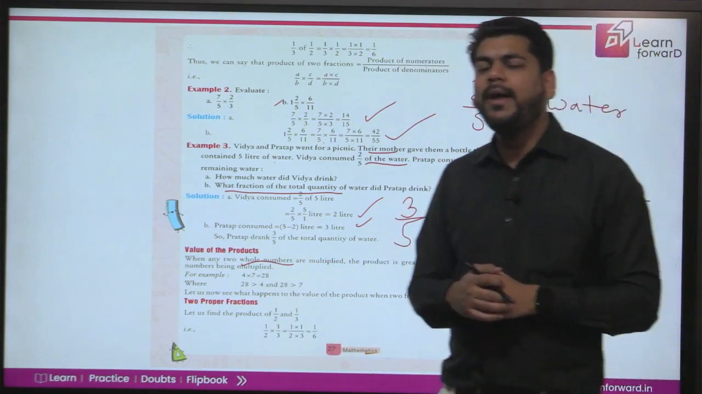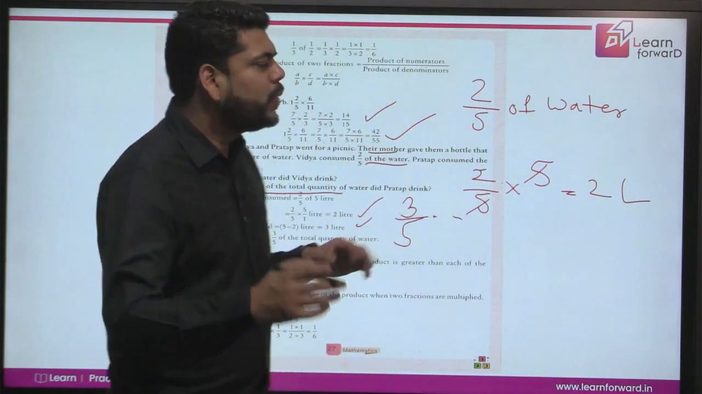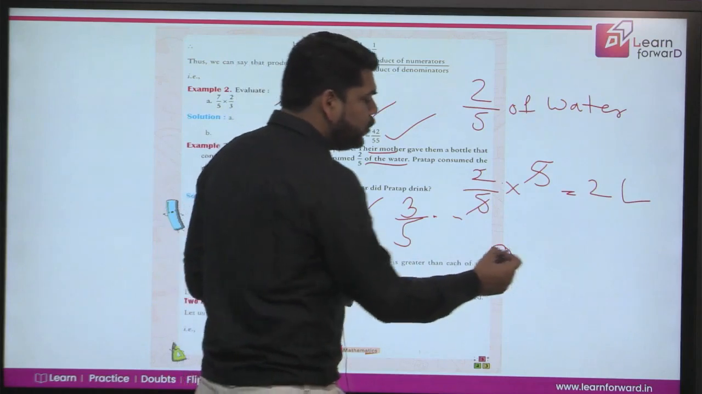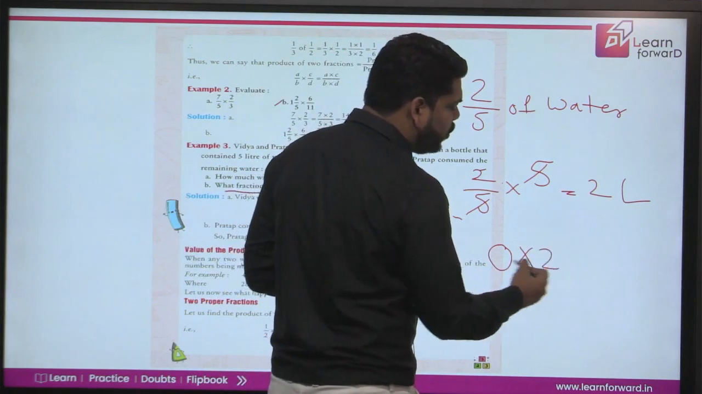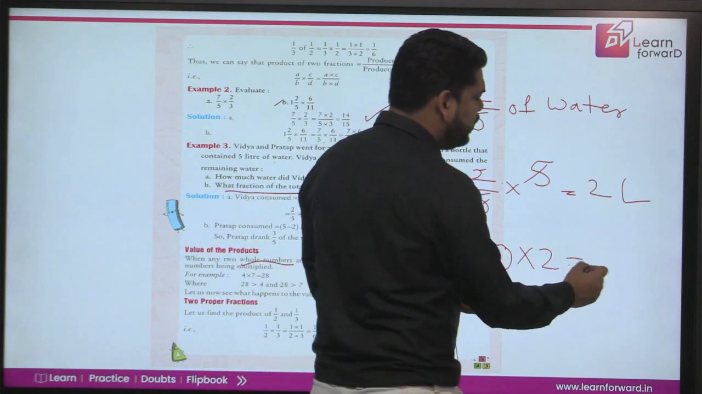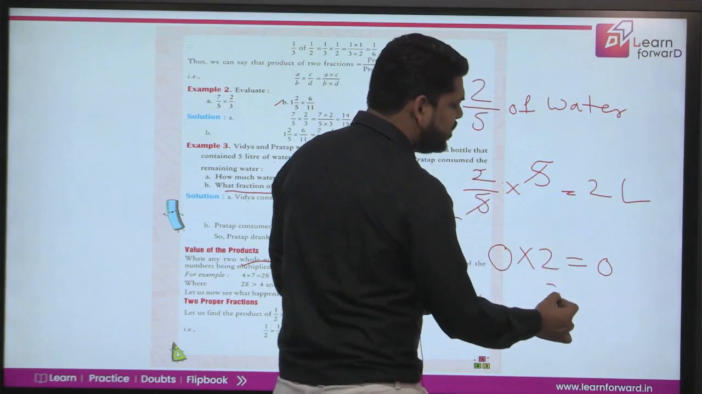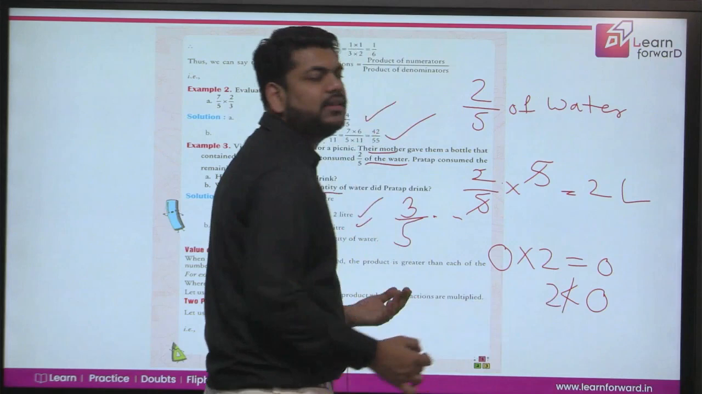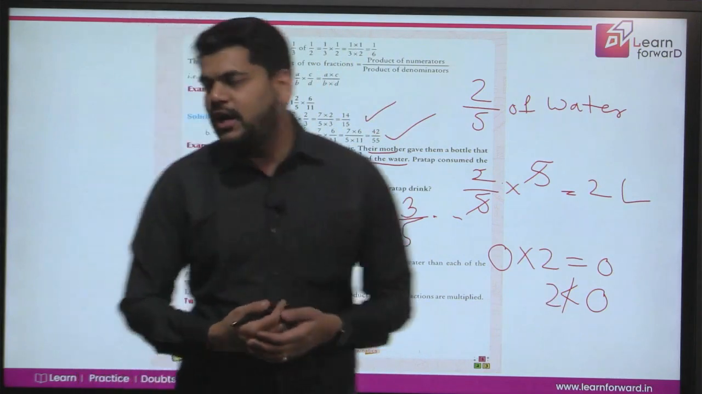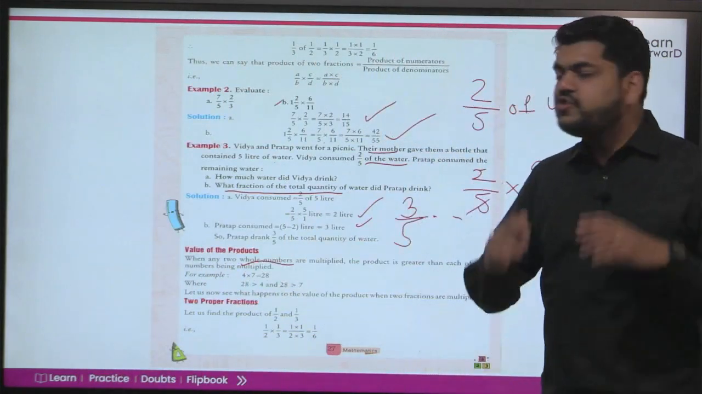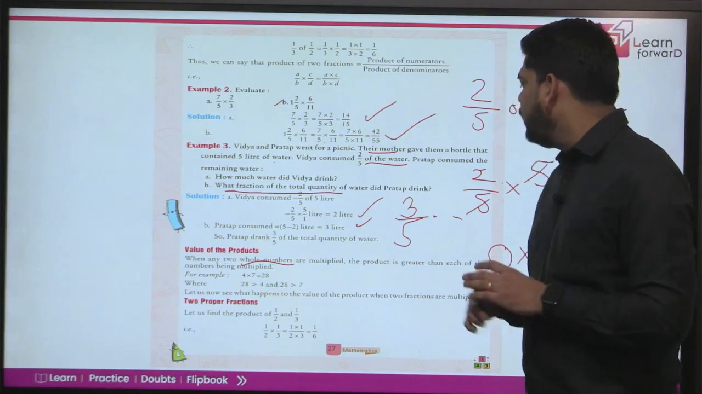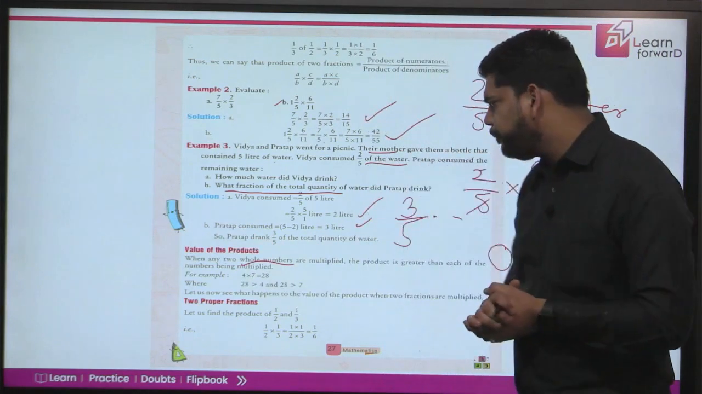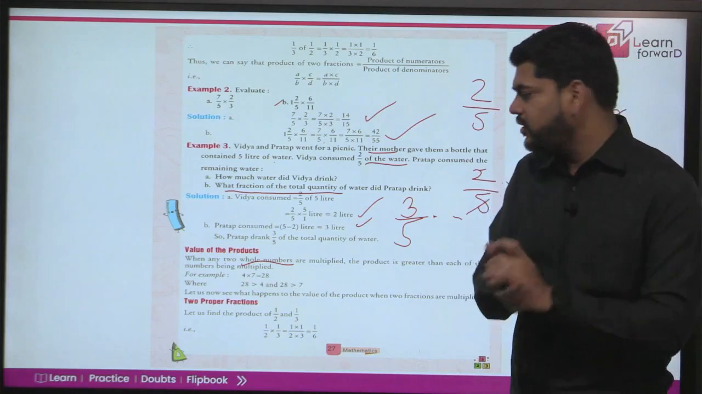Can you guess why? Because what happens in whole numbers? 0 is also a whole number, right? So 0 multiplied with 2, both are whole numbers, the answer will be 0. In this case, the answer 0 is not greater than 2. So it must be: when two natural numbers are multiplied, the product is greater than each of the numbers being multiplied. But what happens in fractions?